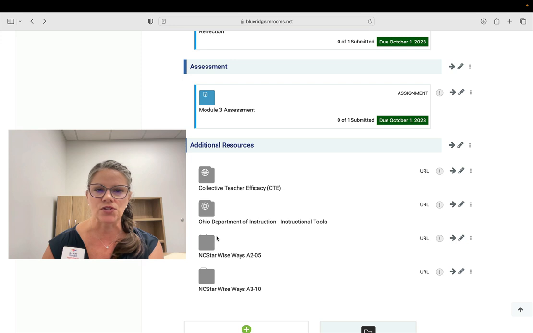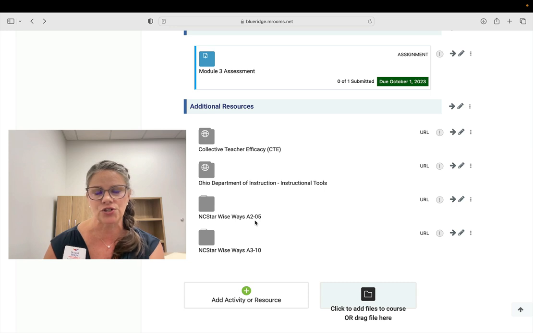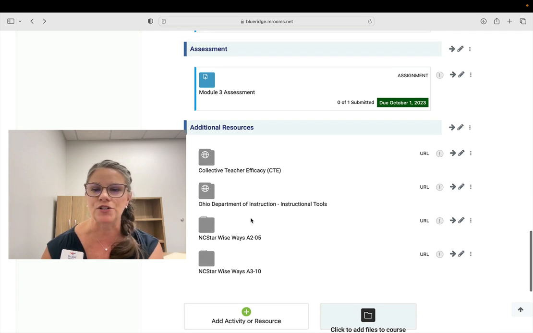You have some additional resources here if you are ready for them. I have placed in your additional resources, remember last module, I talked to you a little bit about your school improvement plans and how those plans are expected from the state. And here are 2 standards from NC STAR that you can take a look at that kind of aligns with these high impact strategies. So these may be standards that your school is working on. These may be standards that are currently in your school improvement plan. So they may be familiar to you.